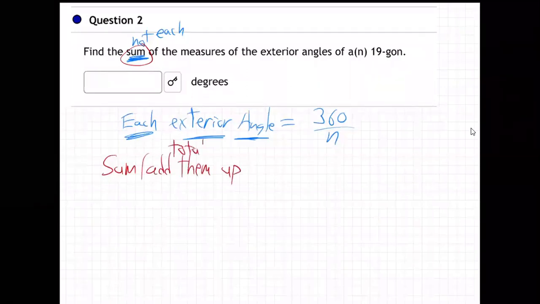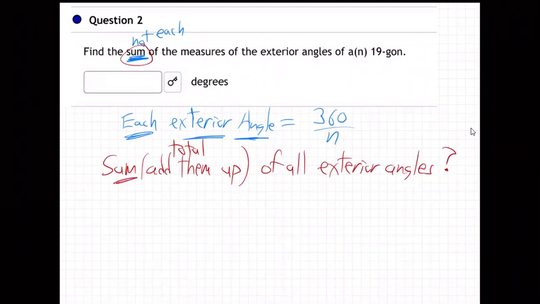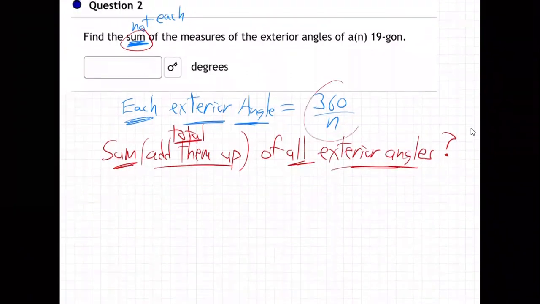Sum means add them up, total them. Sum of all exterior angles. That's what they're asking us for, right? The sum total, add them up of all the exterior angles. Well, how do we do that? We have to add up this formula several times, don't we? We have to take 360 over n plus 360 over n.